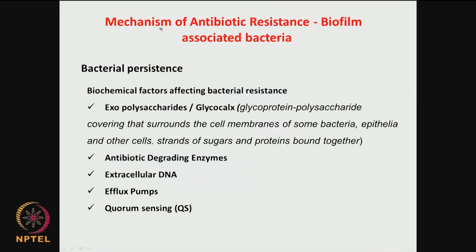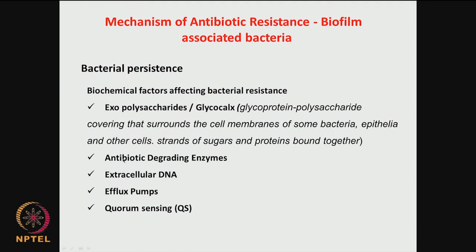So, why do they get antibiotic resistance? This is called biofilm associated antibiotic resistance. There are many factors which lead them to have bacterial resistance. For example, the presence of exopolysaccharides and glycocalyx. The glycocalyx is a glycoprotein polysaccharide covering that surrounds the cell membranes of some bacteria, and even cells. It is nothing but strands of sugars and proteins bound together. So, it prevents the diffusion of the antibiotics.